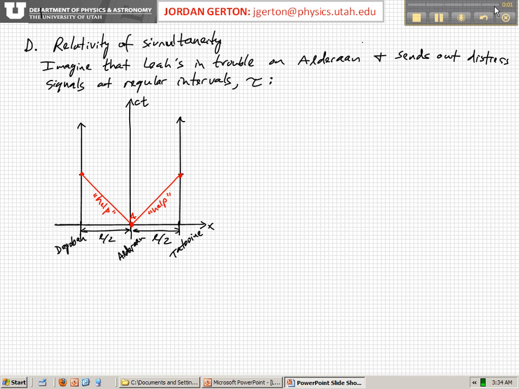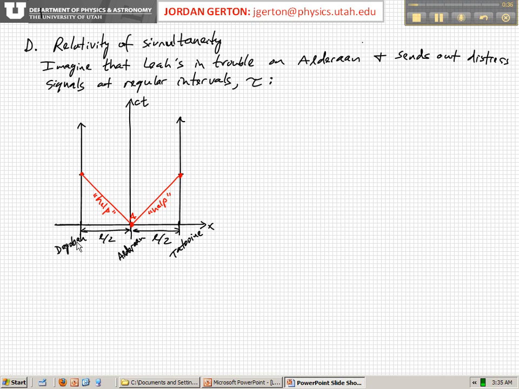Okay, now let's investigate how we can very naturally see how the relativity of simultaneity comes about using space-time diagrams. So to do this, let's imagine now that Leia is in trouble on Alderaan, and she's sending out distress signals at regular time intervals. Let's call those tau. And so I've drawn the space-time diagram for one of these distress signals.